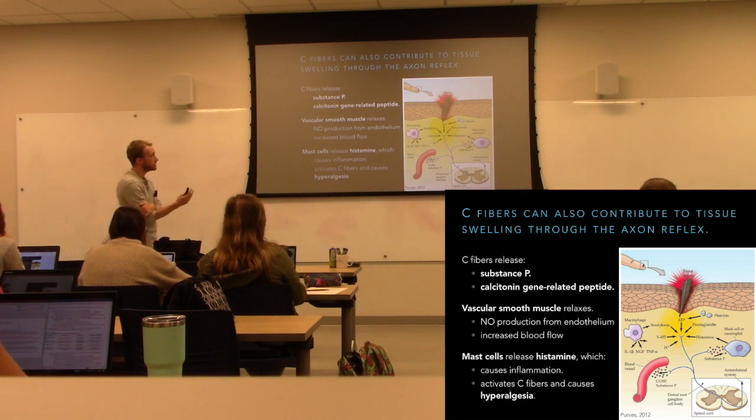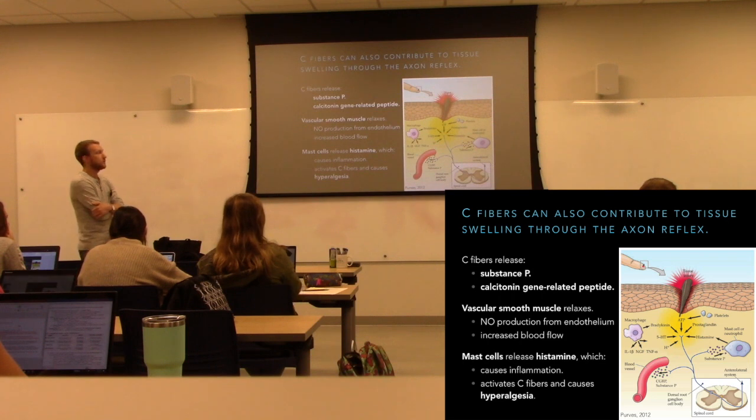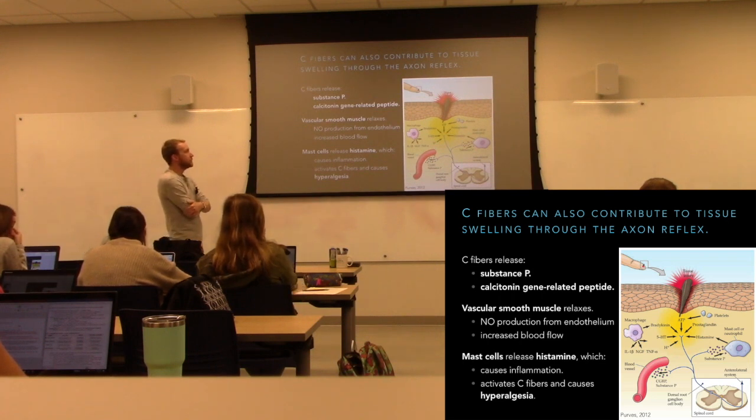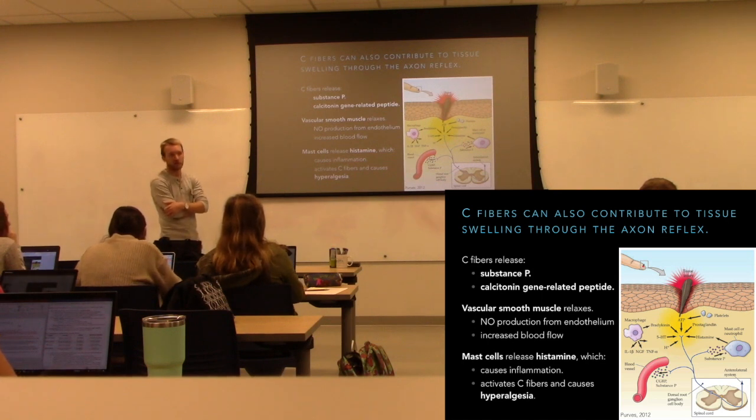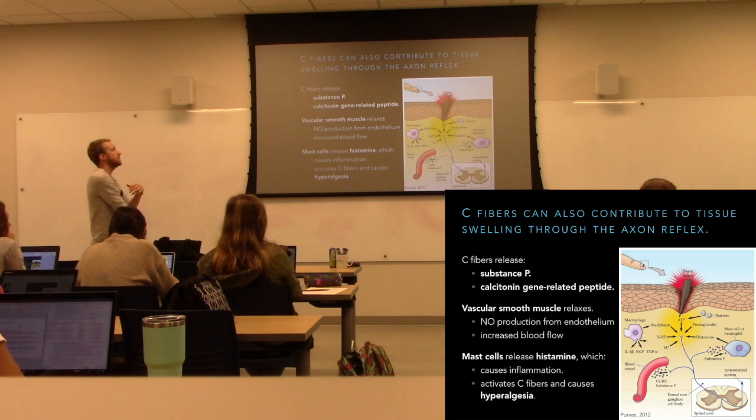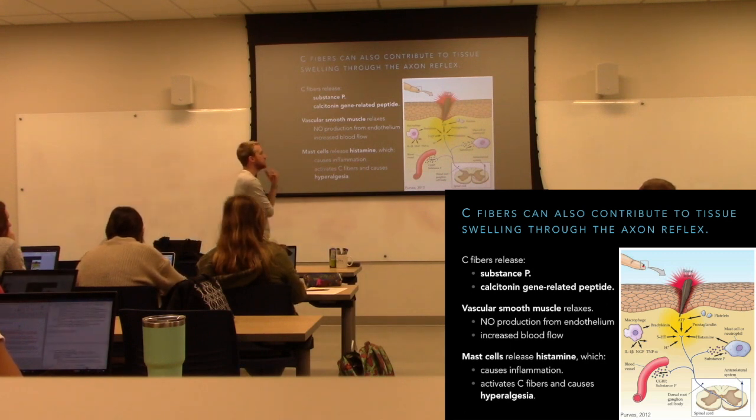They can release neurotransmitters like substance P, this calcitonin gene-related peptide. Both of those are going to bind to G protein coupled receptors on immune cells and stimulate the release of histamine. Histamine is excitatory. It's excitatory in the central nervous system. It's excitatory in the peripheral nervous system as well. That histamine is going to stimulate C fibers.